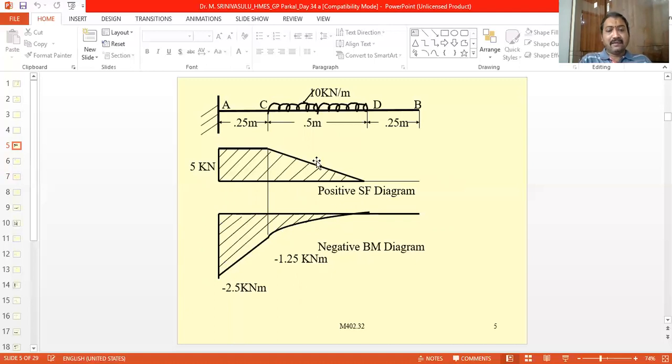This is negative. Here the SF we have already drawn. This is positive. So this is the solution for the given problem. In this way we can draw the SF diagram and BM diagram for the problems. Now next we will go to another problem.